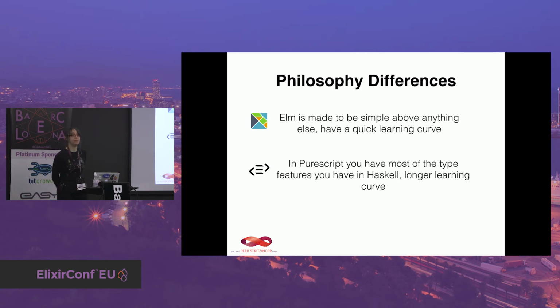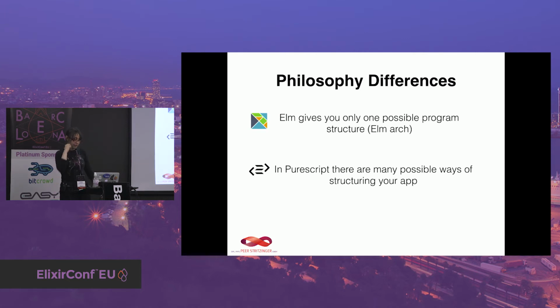But in Purescript, on the other hand, it tells you, well, you can have everything. You can have all the features you want, but it will take some time to learn them. In fact, it could take quite a long time to learn them, but you don't have to learn all of them to start with. You just only need a bunch. And Elm gives you only one program structure. All your choices are made for you. And in Purescript, you can do whatever you want, pretty much. You can invent new structures, everything.